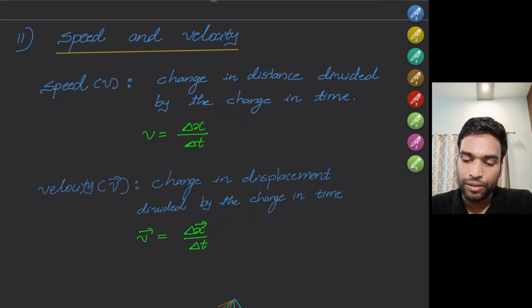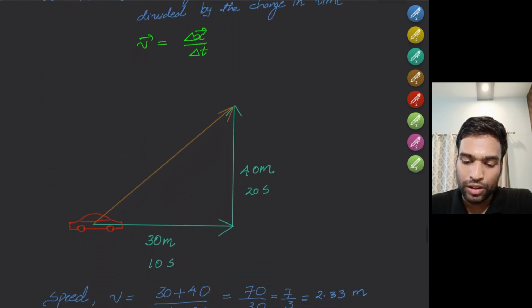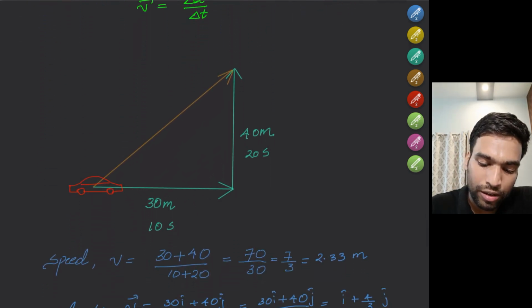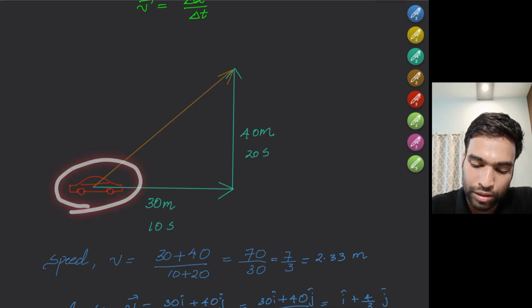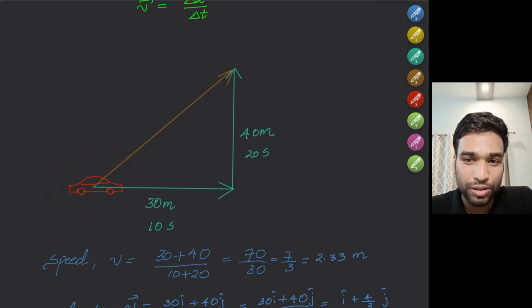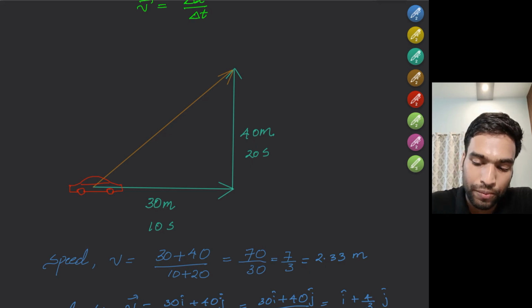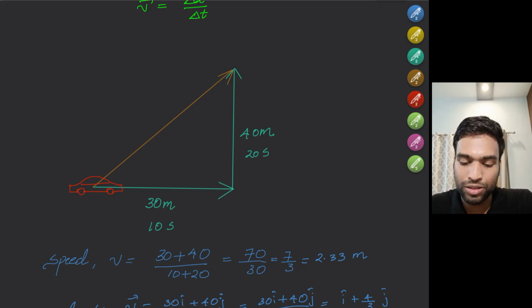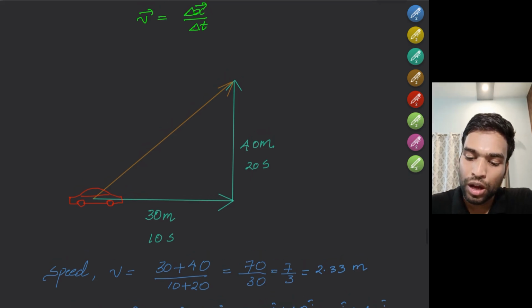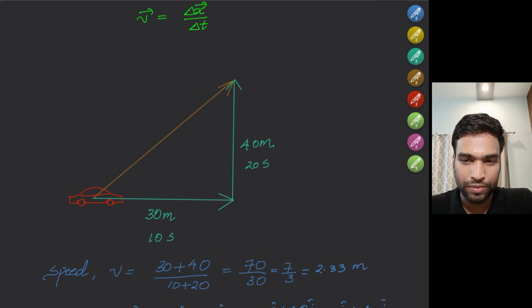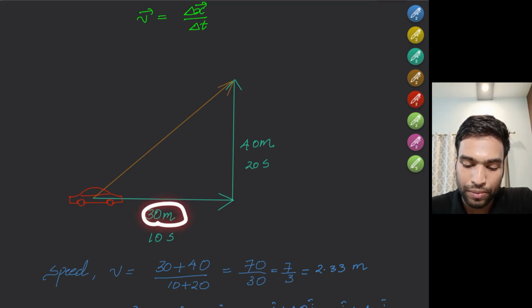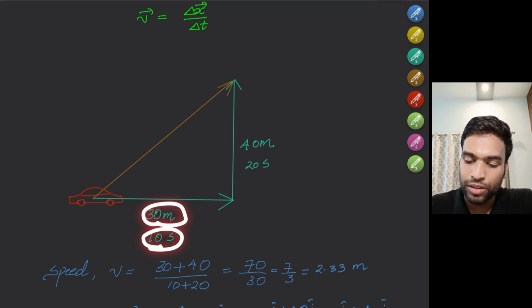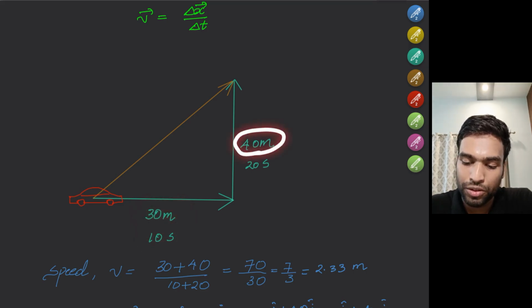Good. Right. Now here is an example. A car, this red car, is going 30 meter eastward and 40 meter northward. That means 30 meter i cap and 40 meter j cap. Now how to find the speed? For that you need time duration, right? For covering 30 meter, the car is taking 10 seconds. Now for covering the next 40 meter, it is taking 20 seconds.